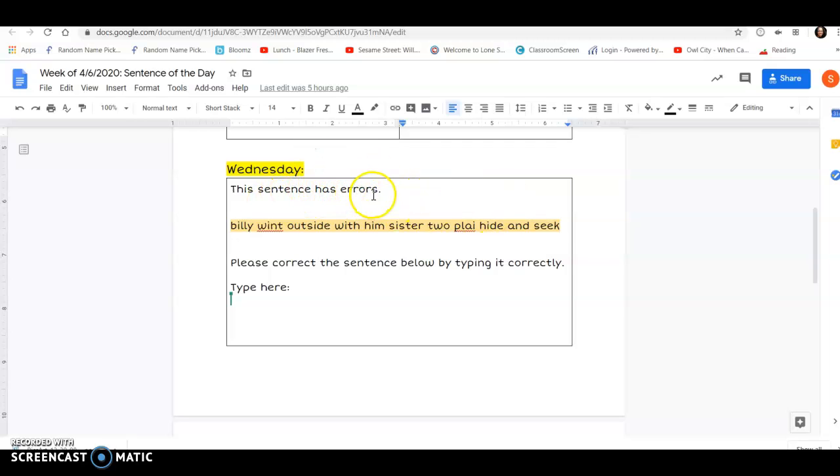Now, this sentence has errors. That means that there are things that are wrong in this sentence, whether it be something's not capitalized or a word is spelled incorrectly or it's missing punctuation. You are going to be like investigators, okay? It is your job, just like a detective or an investigator, to find what is wrong with this sentence, okay? And then I want you to fix it. So you'll fix it by typing it here, okay?